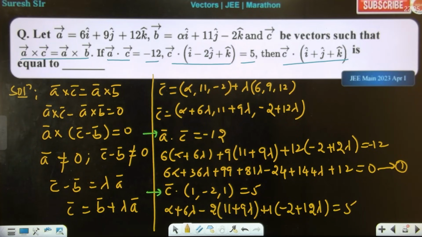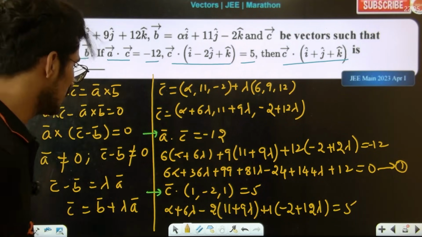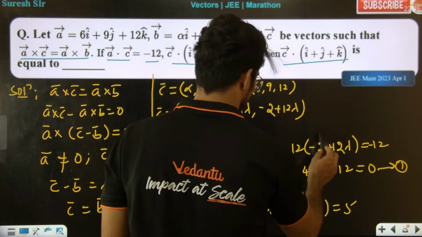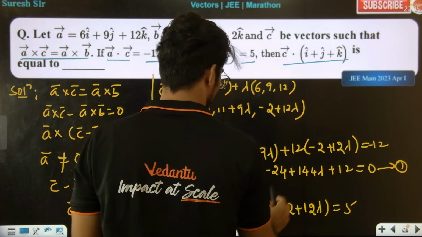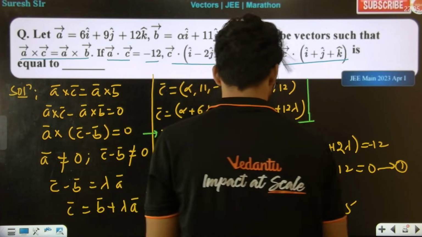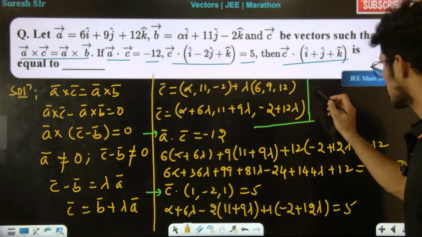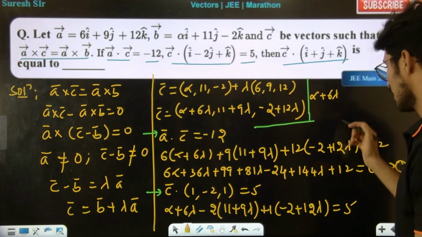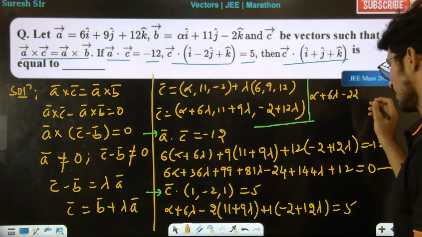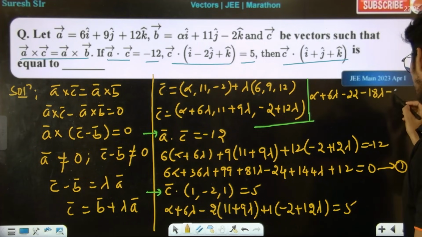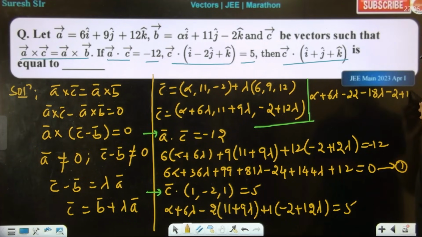So shall I simplify? If I simplify, what will we get? Let me write somewhere here with a green color. It will be very useful if you write here. Check. Alpha plus 6 lambda minus 22 minus 18 lambda minus 2 plus 12 lambda is equal to 5, sir.